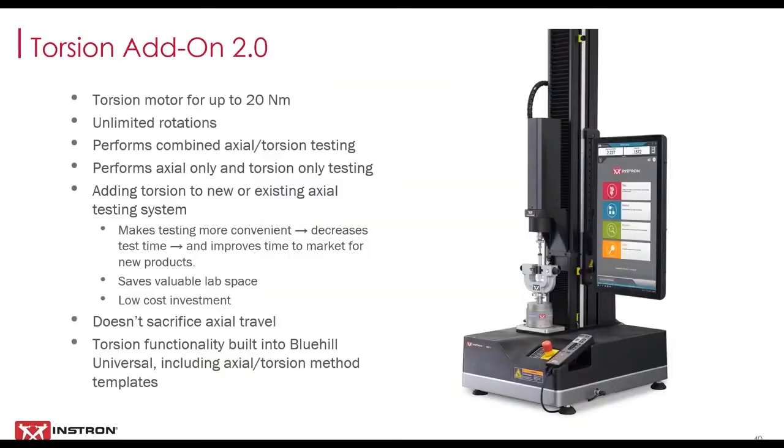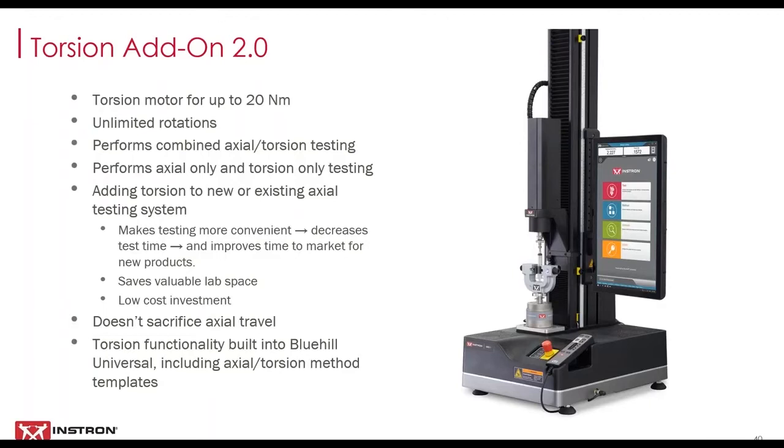The Torsion Add-on 2 is a 20 Newton meter capacity motor with unlimited rotations that can be added to a new or existing 5900 or 6800 axial torsion or axial testing system. It was designed to perform simple simultaneous axial and torsion testing of devices, but it's also capable of running either axial or torsion single axis tests.